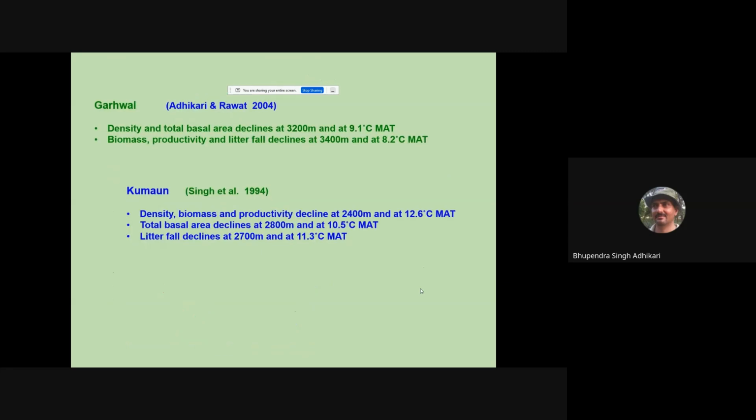So based on this global study, what we found is that the density and total basal area decline at 3100 meter altitude, and at that particular altitude, the mean temperature is 9.1 degrees centigrade. Biomass productivity and litterfall decline at 34.2.